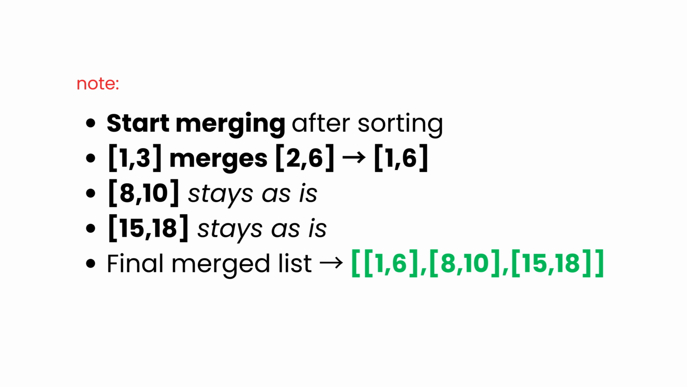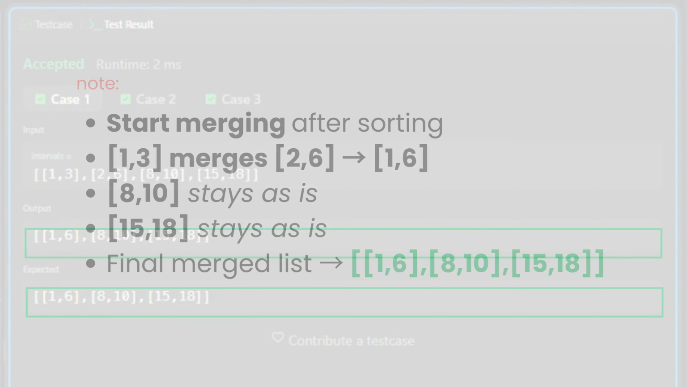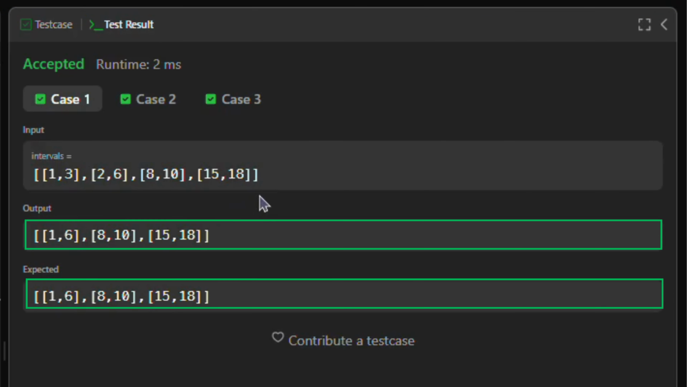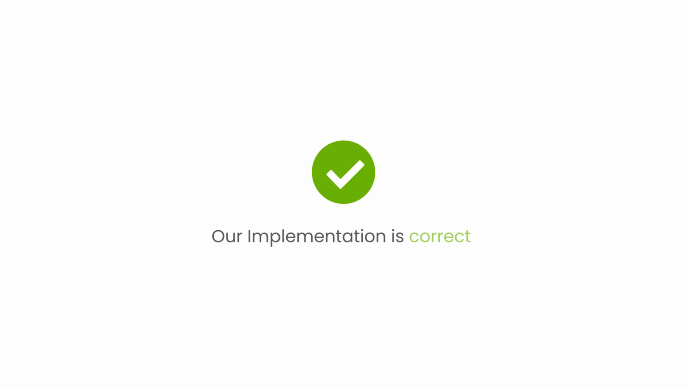Short reasoning. After sorting, already sorted, we start merging. [1,3] merges with [2,6] to give [1,6]. [8,10] stays as is. [15,18] stays as is. Final merged list: [1,6], [8,10], [15,18]. This matches exactly what interval merging should produce, so the output is correct. So our solution checks out, the result matches the expected behavior, and the algorithm handles this test case correctly.